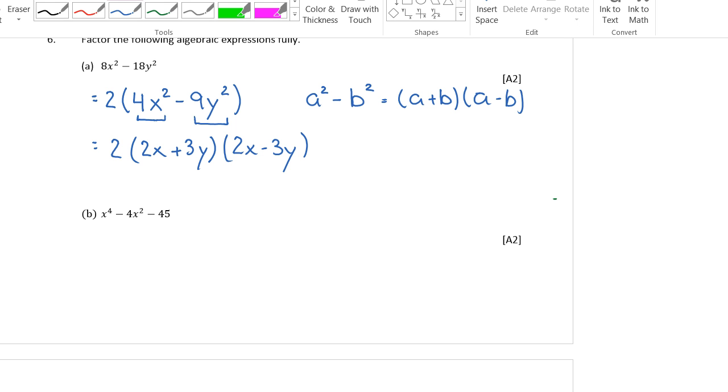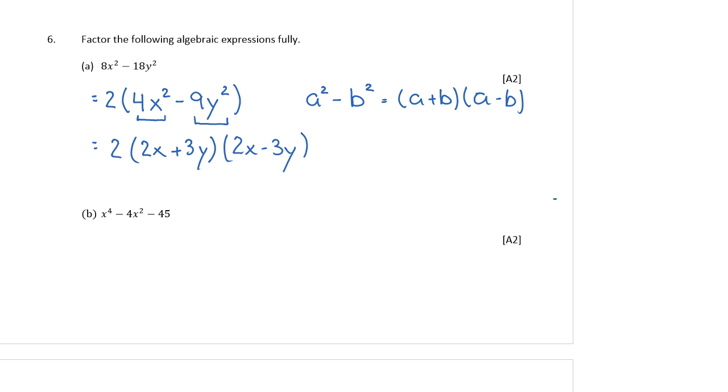The second question here often causes students to pause, but let's start by looking at a slightly different question. Let's look at this one, x squared minus 4x minus 45. So what you notice is that I've changed x to the power of 4 to x squared and x squared to an x. Notice that x times x gives me x squared. X squared times x squared gives me x to the 4th.